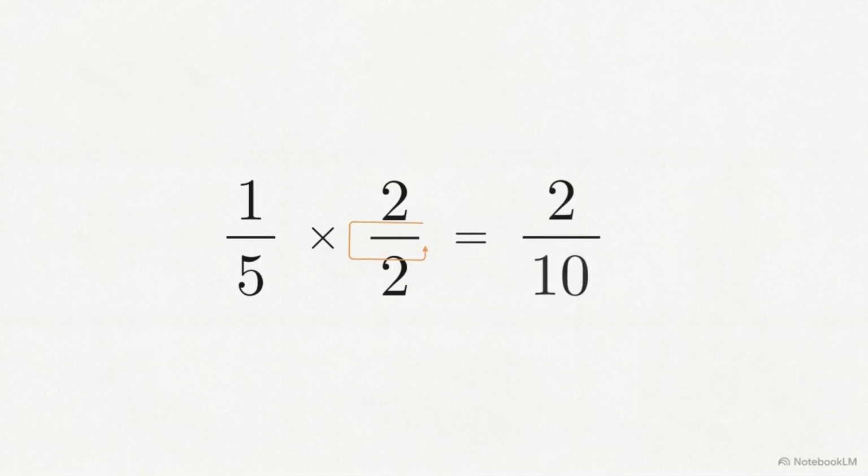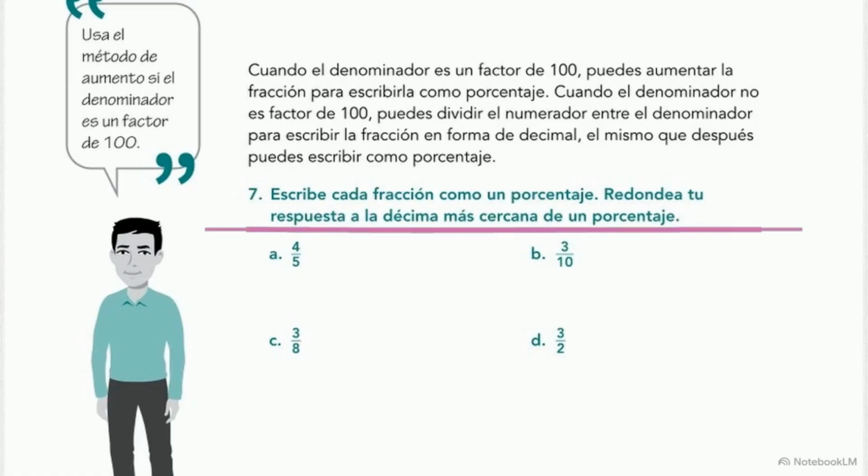We multiply straight across. 1 times 2 is 2, 5 times 2 is 10, which equals 2/10. Now we have a base 10 denominator, so we apply our rule. We shift the decimal point one spot to the left, and we get 0.2. Look at the fractions in exercise 7 of this worksheet. Let's try scaling up 4/5.